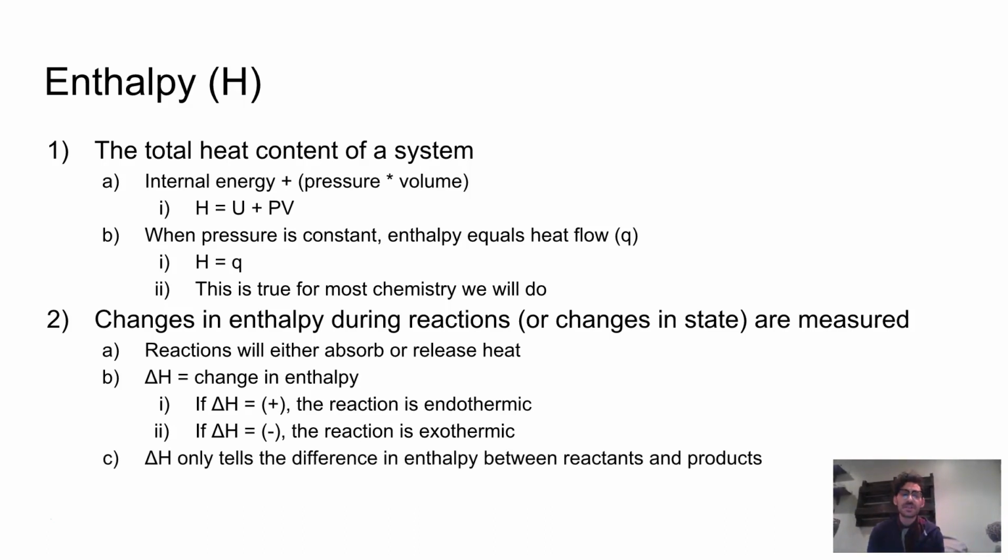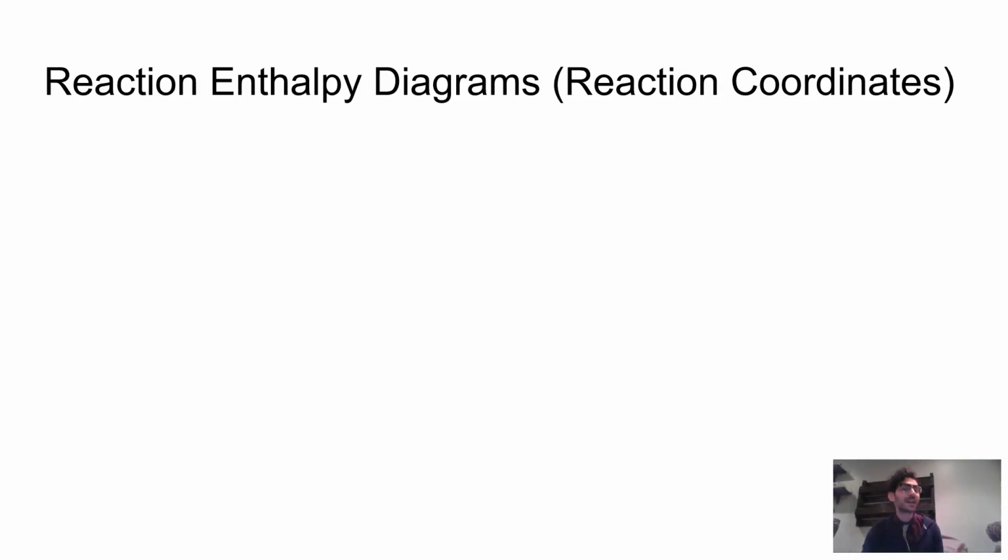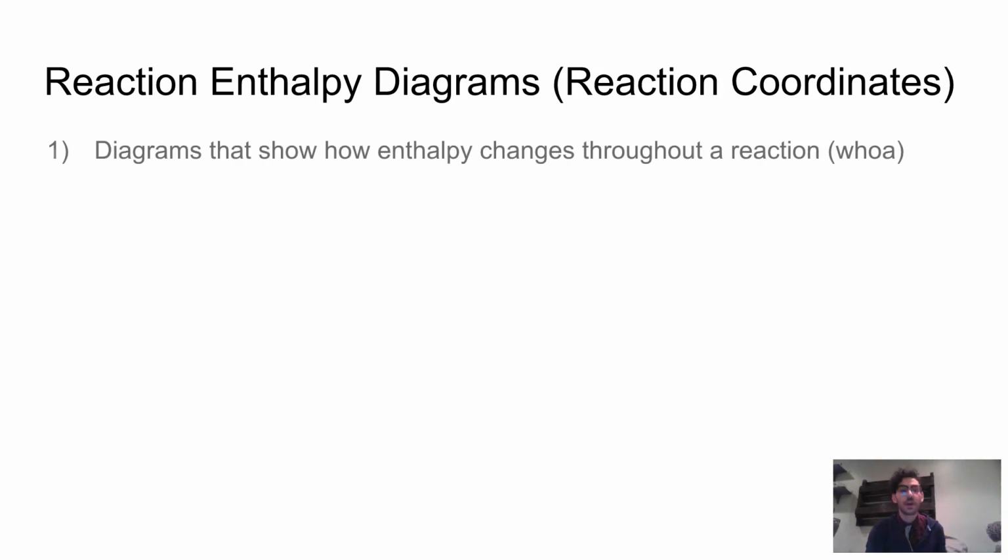Neat. And so the delta H only tells us the enthalpy difference between our reactants and products. And this doesn't really tell us everything that's going on, as we will learn throughout this video. So we'll get to that. So let's talk about a reaction enthalpy diagram, which is sometimes called a reaction coordinate diagram. That's a diagram that shows how enthalpy changes throughout a reaction.